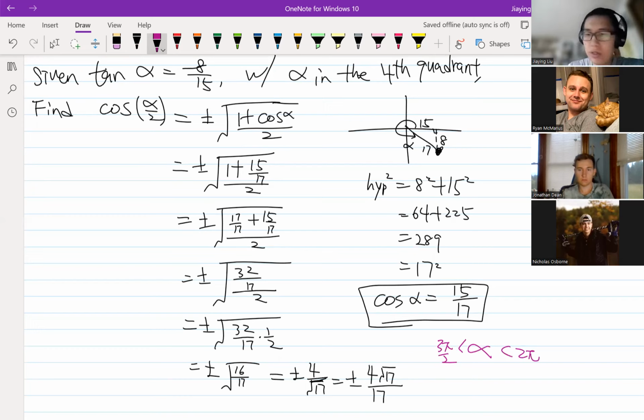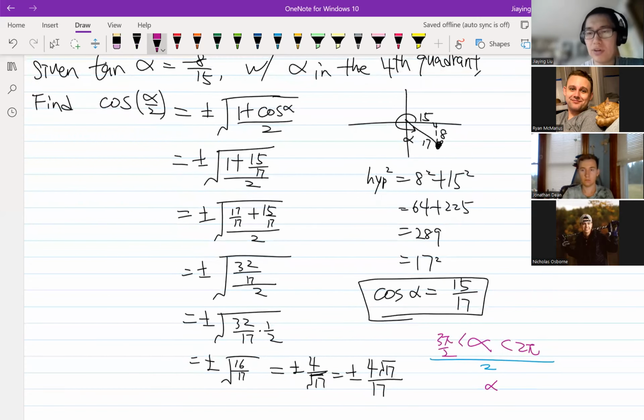Well, if we divide all three sides of this inequality by 2, we get alpha over 2 in the middle, which is greater than 3 pi over 2 divided by 2, so that's 3 pi over 4, and less than 2 pi over 2, which is pi. So alpha over 2 is going to be from 3 pi over 4 to pi. It's somewhere in this part. That's where the angle alpha over 2 is.